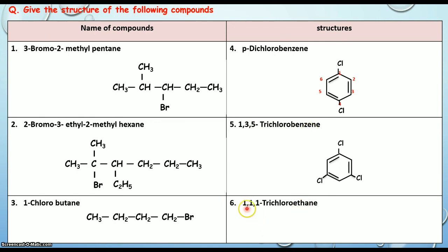The last structure is 1,1,1-trichloroethane. Ethane means a straight chain containing 2 carbon atoms. On the first carbon atom, 3 chlorine atoms are present. So these are the 3 chlorine atoms which are present on the first carbon atom, and this is the correct structure of 1,1,1-trichloroethane.